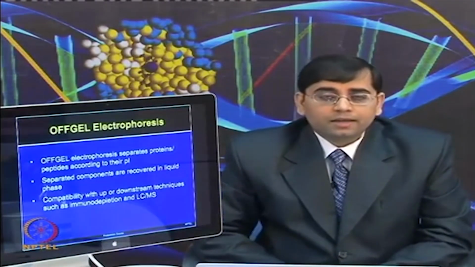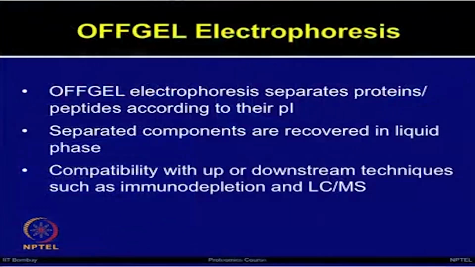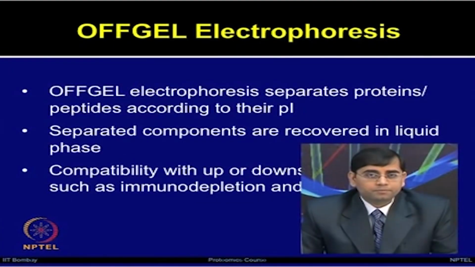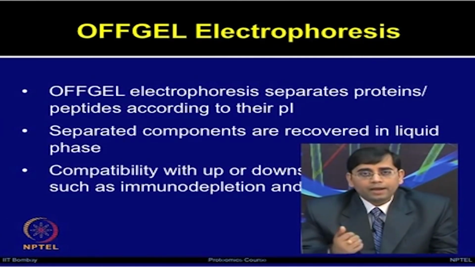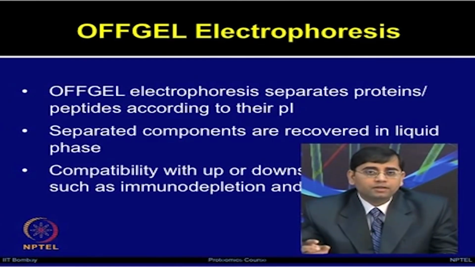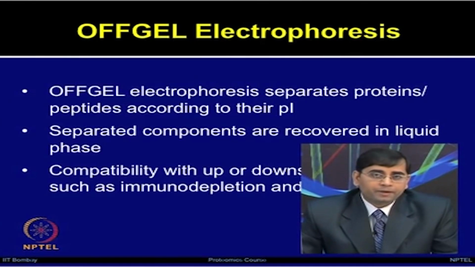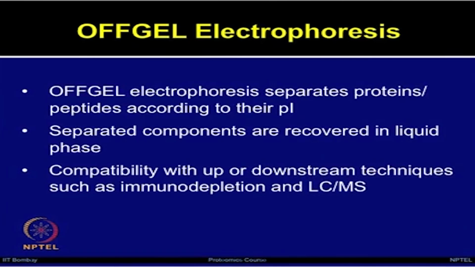Off-gel electrophoresis separates proteins based on the isoelectric point of the proteins or peptides. We have talked about how to do isoelectric focusing in the previous lectures. Now, these components, separated based on the pI values, can be recovered in the liquid phase itself. While the IEF has finished, your protein samples are already present in the liquid phase, and you can remove aliquots in the different pH range, so that you have the proteins separated based on the pI values in the liquid phase itself. Now, this method is very compatible for further downstream processing in LC-MS or doing immunoprecipitation.